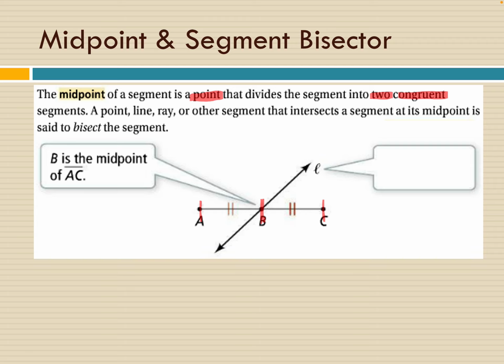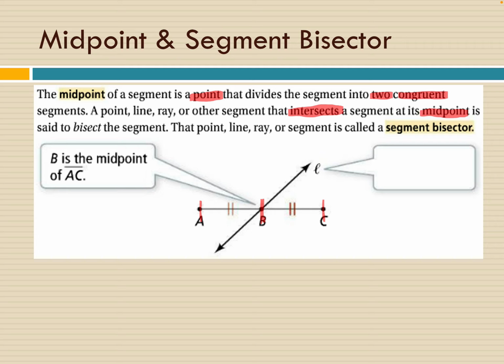So the next thing is talking about a segment bisector. A segment bisector is a point or a line or a ray or another segment, and what it does is it intersects a segment at its midpoint. Okay, so let's talk about what that means. It meets at the midpoint, okay?